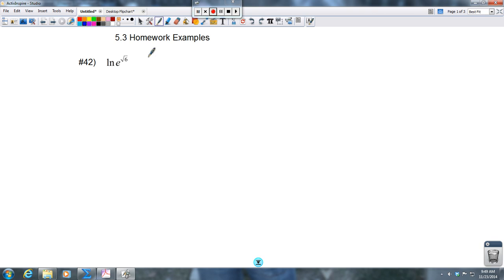Let's read the directions for number 42. It says, evaluate each expression. Do not use a calculator. Okay, let's not try to type this in the calculator, and let's see if we get the answer right.